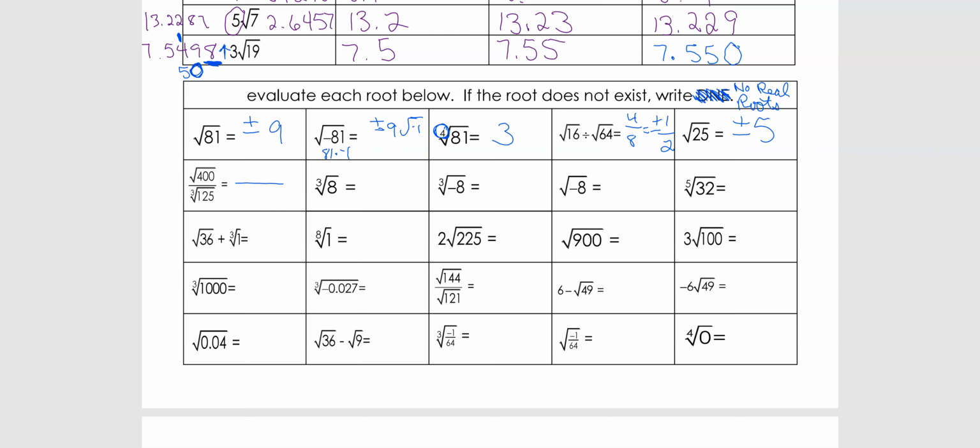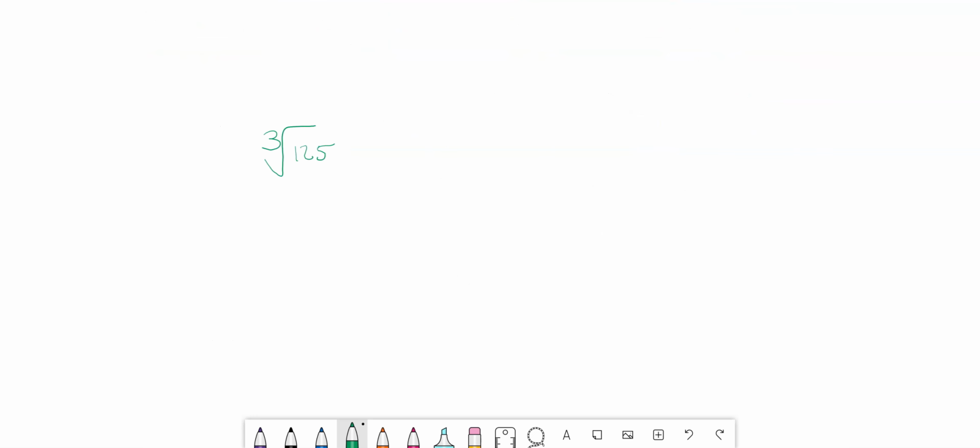So we have the square root of 400, which is 20, divided by the cube root of 125. Well, let's find out what the cube root of 125 is. All right, so we're going to use the same process that we did with the prime factorization of 81. So we're going to look at 125. It's not divisible by 2 because it's not even. 2 plus 5 is 7 plus 1 is 8. That is not divisible by 3, so it's not divisible by 3. So 125 ends in a 5, so therefore it is divisible by 5.